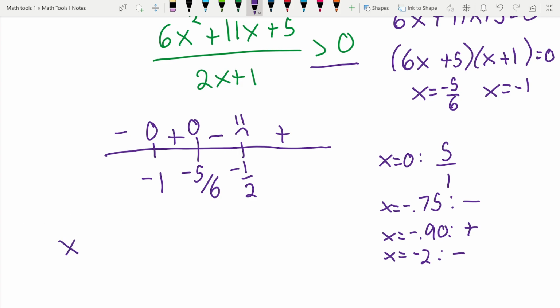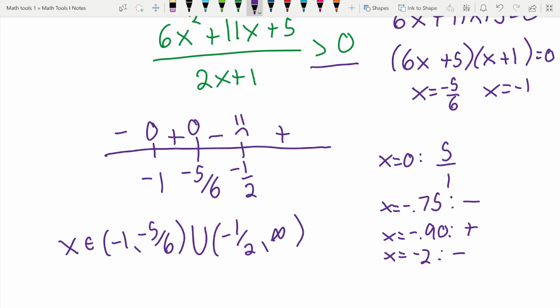So we would have x in -1 to -5/6, neither of which are included because, no, they're not included because it's not greater than or equal to, right? It's just greater than. Union -1/2, the -1/2 can never be included, whether it's greater than or equal to or just greater than, because that's the number that makes the denominator 0 to infinity. Okay, so that would be our final answer.